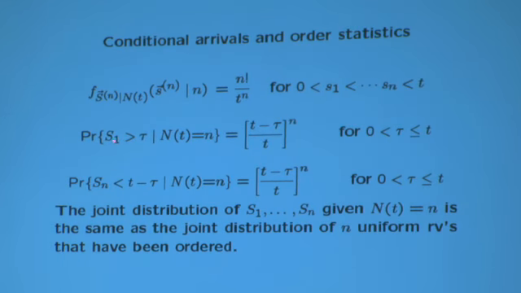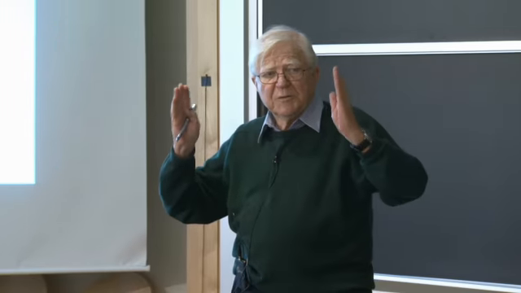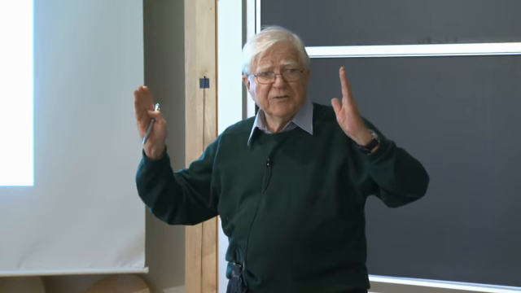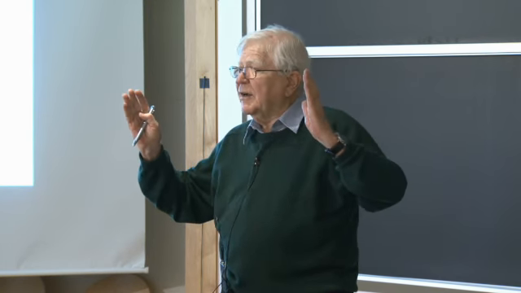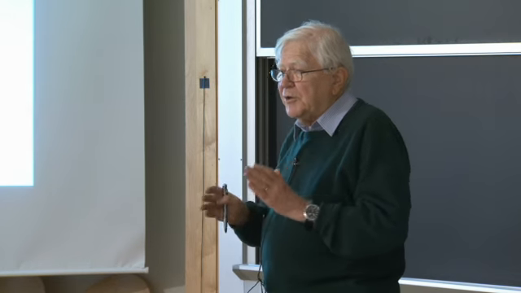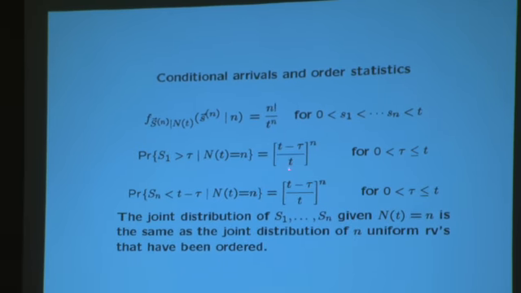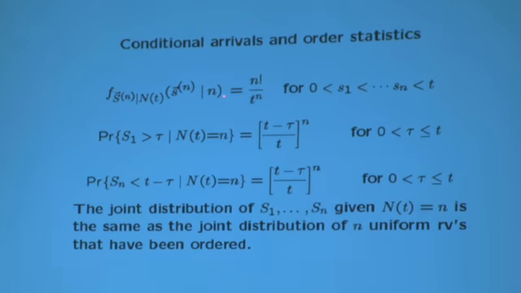The probability that S1 is greater than tau, given that there are n arrivals in the overall interval t, comes from just looking at n uniformly distributed random variables between 0 and t. And then what do you do with those uniformly distributed random variables? Well, you ask the question, what's the probability that all of them occur after time tau? And that's just t minus tau divided by t raised to the nth power.